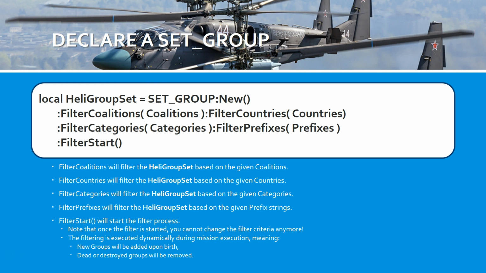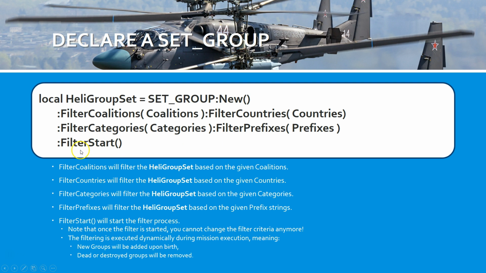So how do you declare a set group class collection? Well, very simple. In this example I'm declaring a heli group set object that is an instance from the set group class, and new is a constructor. It takes no parameters for the moment. Filter coalitions, filter countries, filter categories and filter prefixes are the filter methods that you can use to filter on coalitions, countries, categories or prefixes.